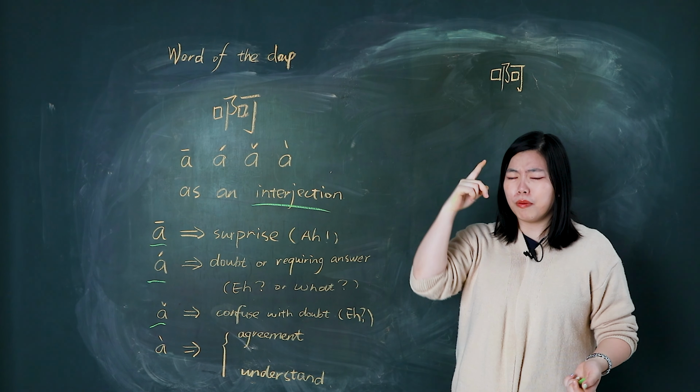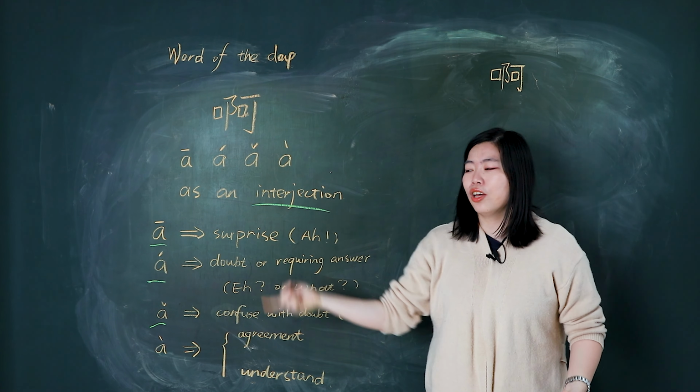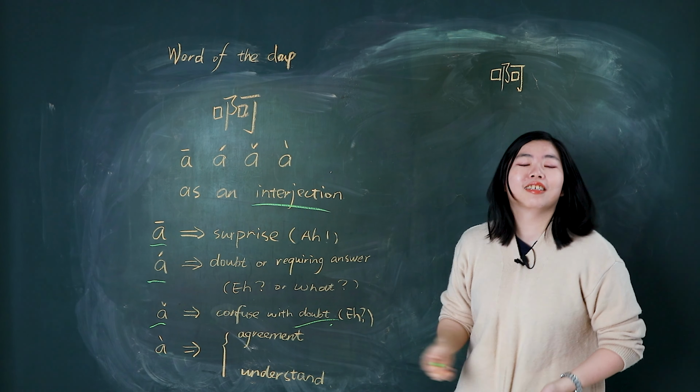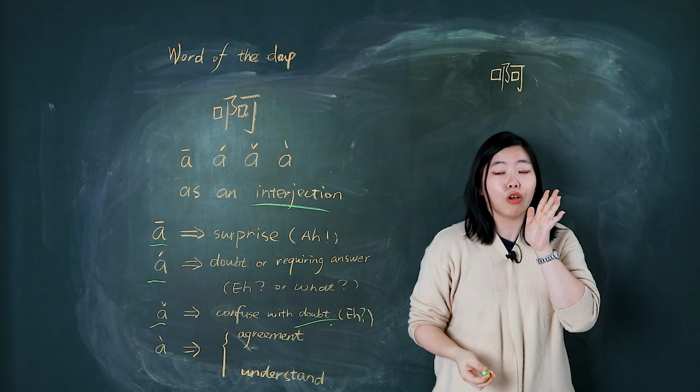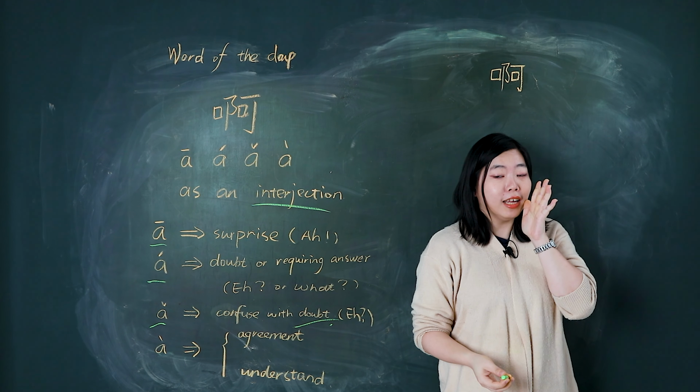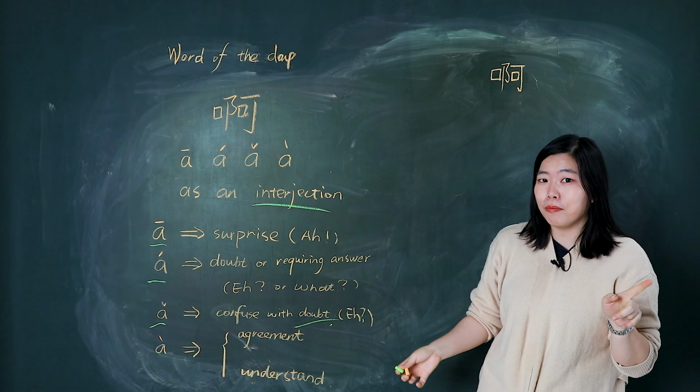Okay, and then the third tone, ah, ah. So it looks like people are very confused. Ah, confused with doubt. So for example, I told you a secret. It's like, oh. Ah, really? Ah, 真的吗?